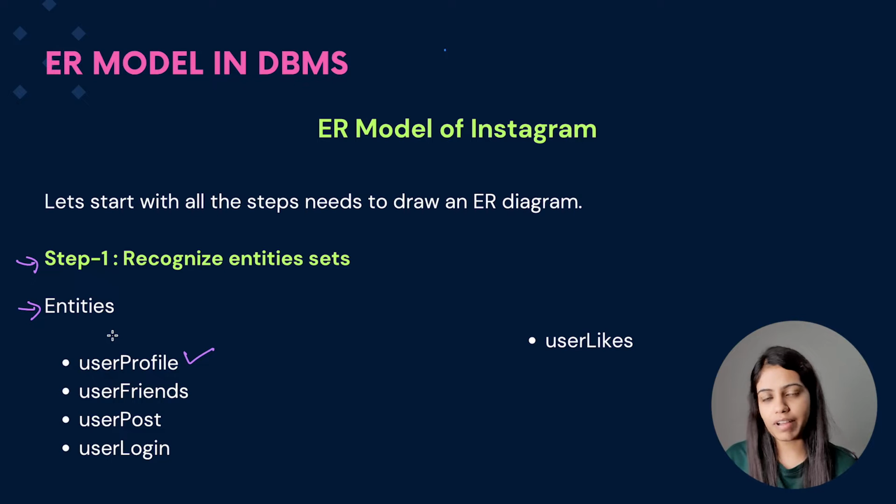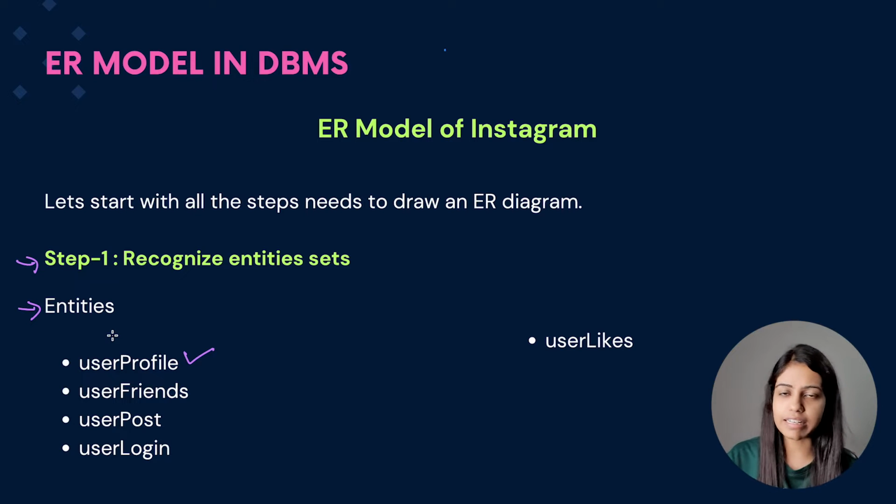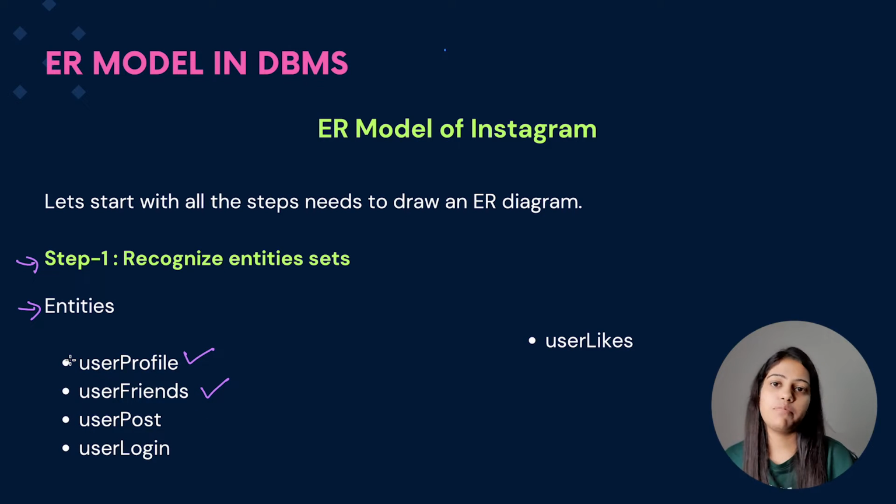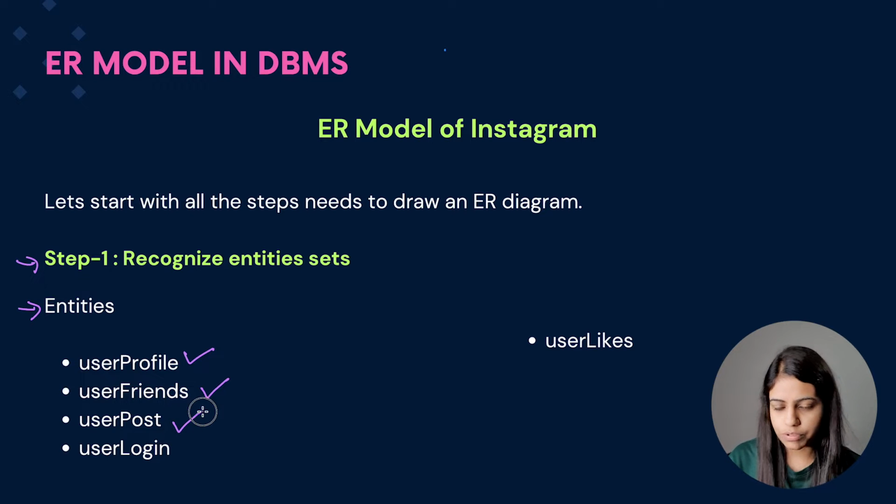Now when the user profile is created, he or she will upload the profile picture, add some details about themselves, and then will start connecting with friends. So the second thing is user friends. The second entity here is user friend. Now the third entity: we have created a profile, we have connected with our friends, and now we would like to upload some photos or videos. So the third is user post.